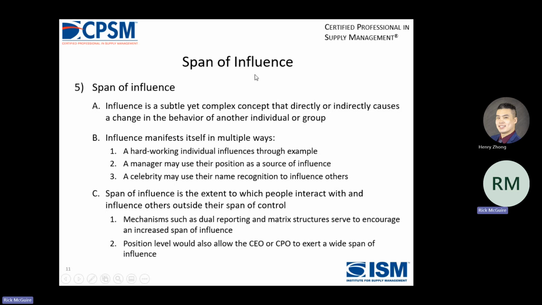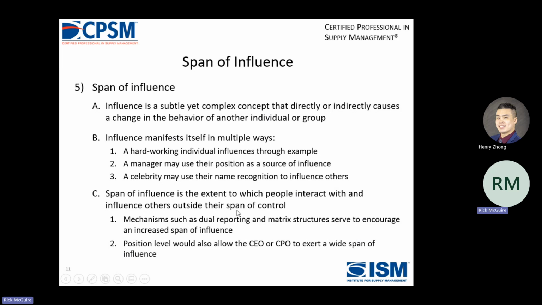And then they have something called span of influence, which you'll see on the test. So influence is a subtle yet complex concept that directly or indirectly causes a change in the behavior of another individual or group. So a change in the behavior. It manifests itself in multiple ways. A hardworking individual influences through example. A manager may use their position as a source of influence, and a celebrity may use their name recognition.